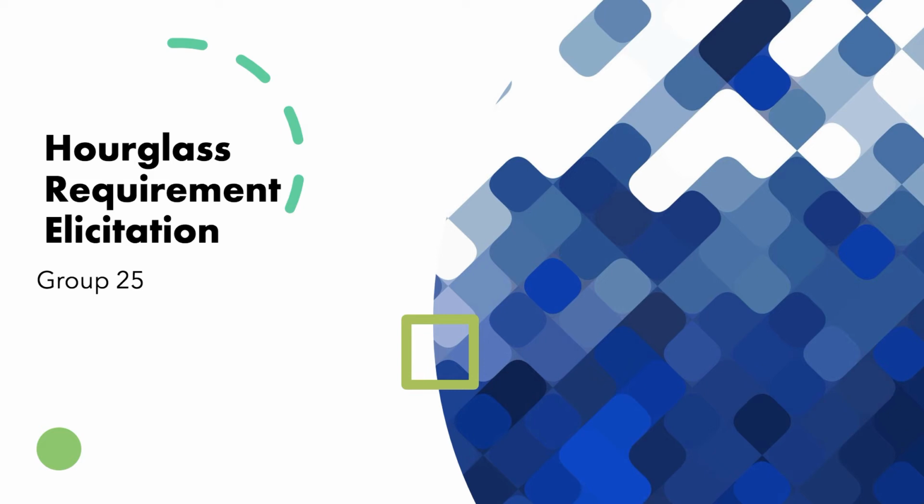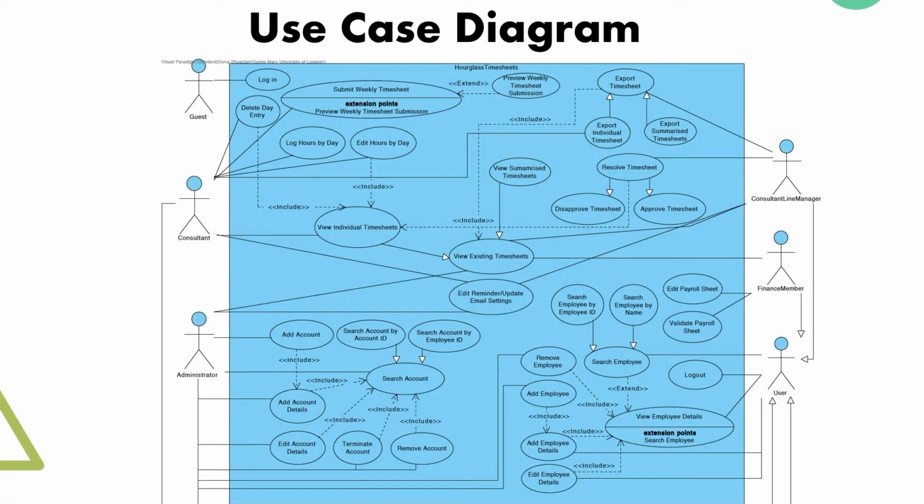Today's aim is to explain our system's elicited requirements by going through the use case diagram, functional and non-functional requirements, and project risk assessments for our proposed Hourglass timesheet web application. To start off the presentation, the slide contains a use case diagram that illustrates the general scope of Hourglass timesheets by identifying key use cases in the web application.